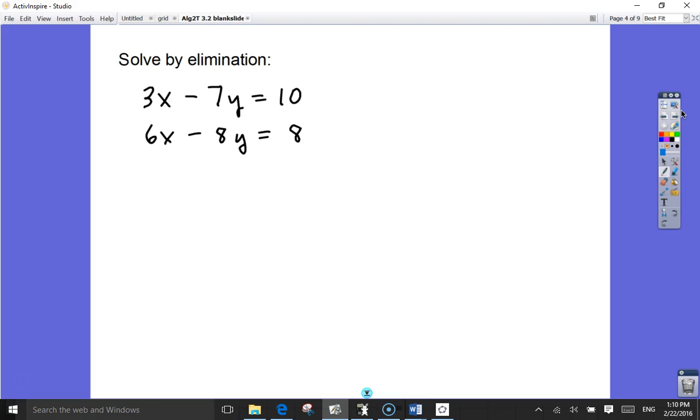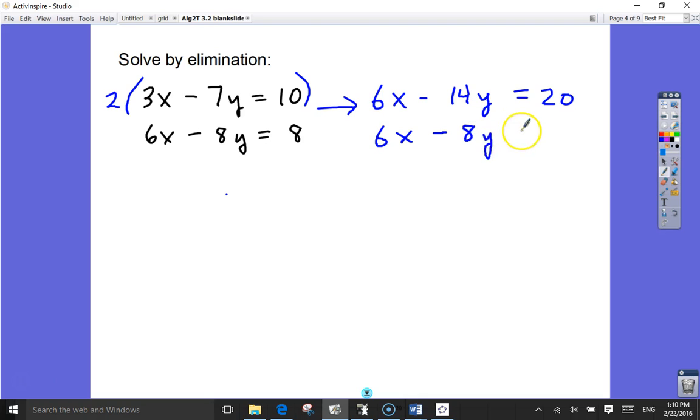So if I multiply the first one times 2, then here's a new system, 6x minus 14y equals 20. And we still have the second equation, 6x minus 8y equals 8. Okay, that is called an equivalent system. It'll have the same solutions.